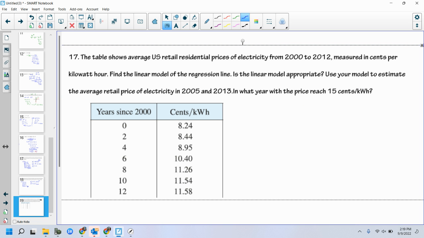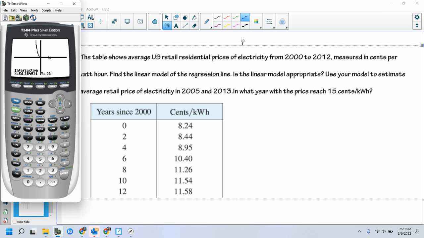All right, last problem. Again, this is number 17, but number 18 in my book. The table shows the average U.S. retail residential prices for electricity from 2000 to 2012, measured in cents per kilowatt hour. Finding a linear model. So let me go in here, stat edit. Looks like we've got 0, 2, 4, 6, 8, 10, 12. Looks like I've got 7 entries. Is that true? 1, 2, 3, 4, 5, 6, 7.